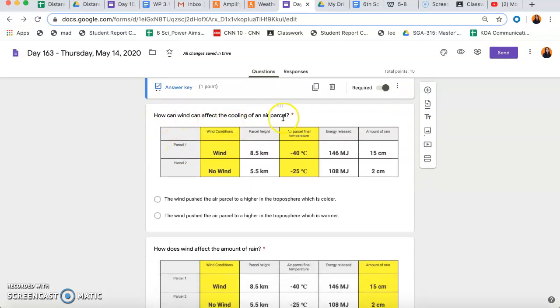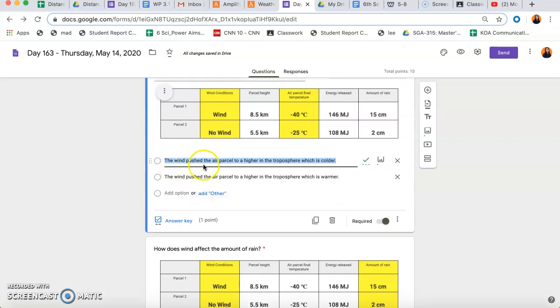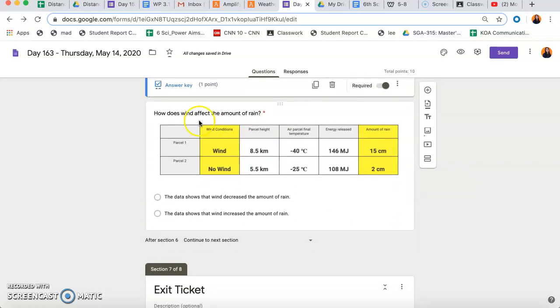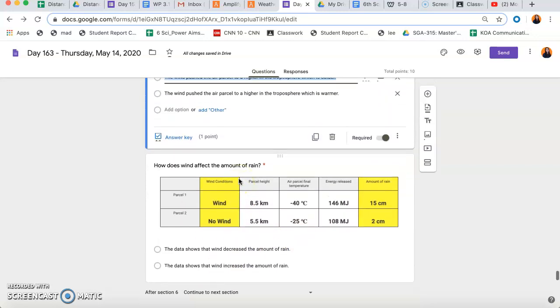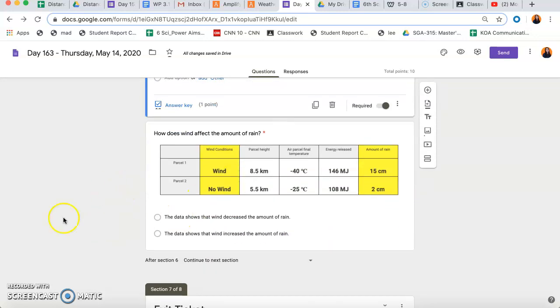How can wind affect the cooling of an air parcel? I see that the air parcel final temperature was way colder when we had wind. So I'm going to say the wind pushed the air parcel higher in the troposphere, which is colder. How does wind affect the amount of rain? I see that the air parcel that had wind produced way more rain than the one without wind. Make sure that you review these concepts before you start your exit ticket. See you later.